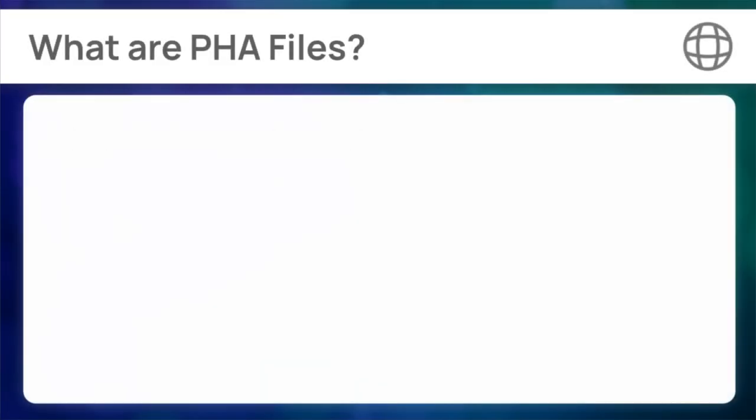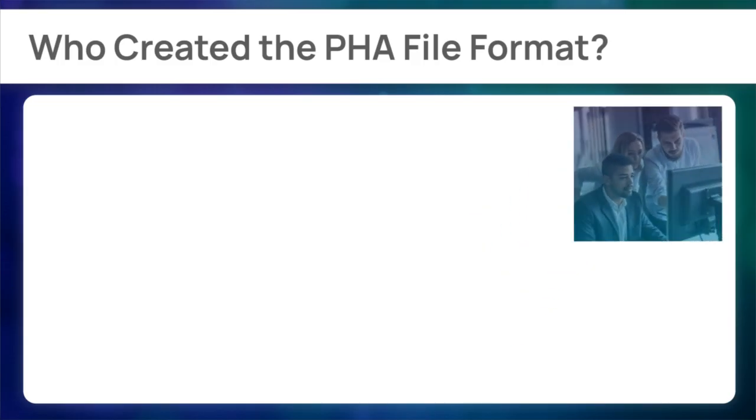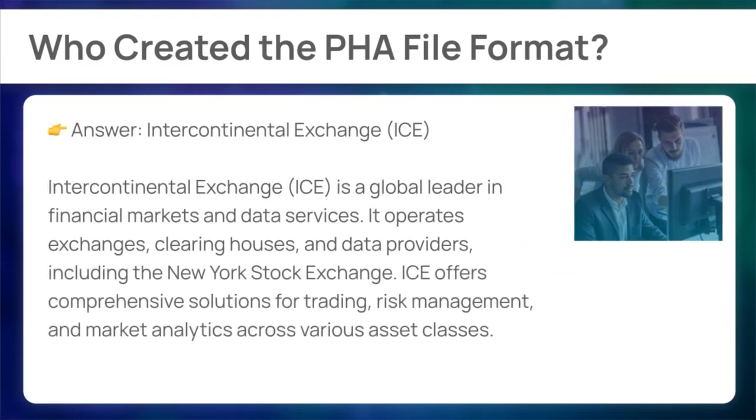A PHA file is a prefetched data file used by eSignal, a real-time financial market data and trading platform. This file stores historical or streaming market data to speed up chart loading and analysis. Users encounter it as part of eSignal's local data cache, which is essential for the application's performance.